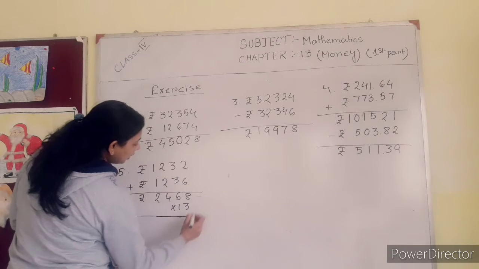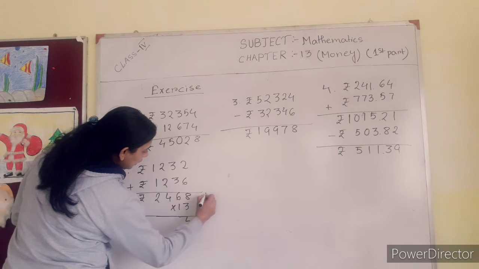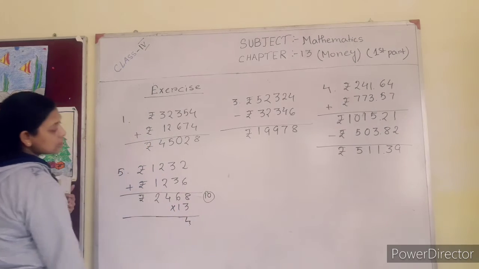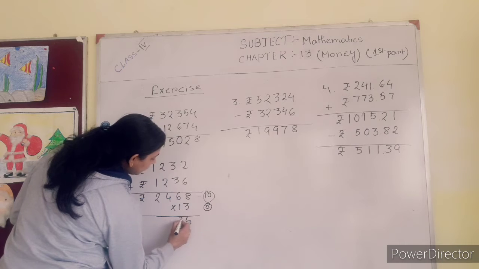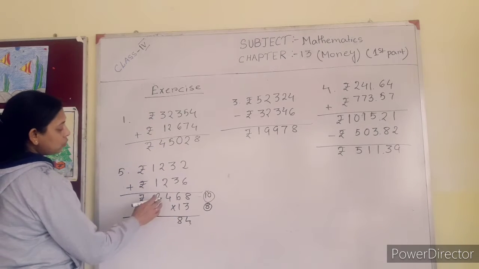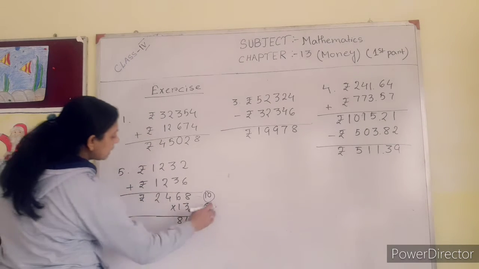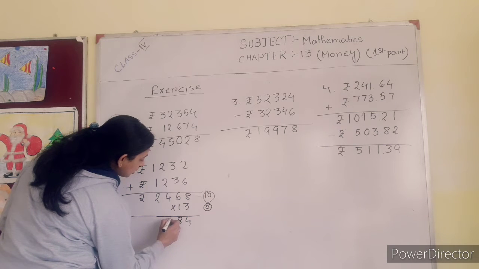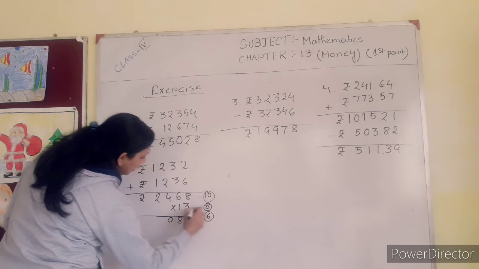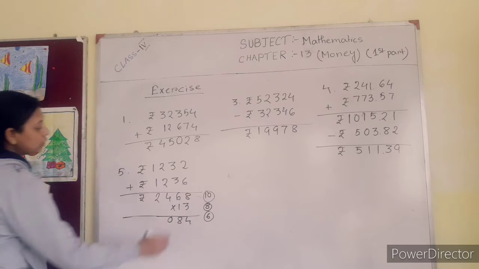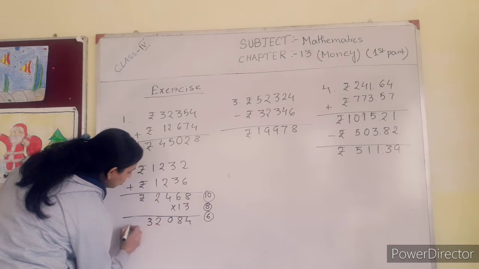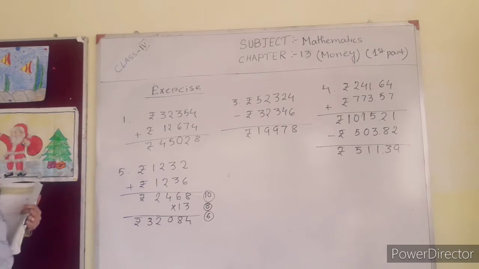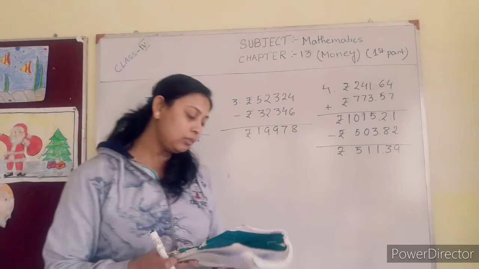13 into 8 is 104. So 10 is in your hand. 13 into 6 is 78. 78 plus 10 is 88. So 8 is in your hand. 13 into 4 is 52. 52 plus 8 is 60. So 6 is in your hand. 13 into 2 is 26. 26 plus 6 is 32. Answer is 32,084.